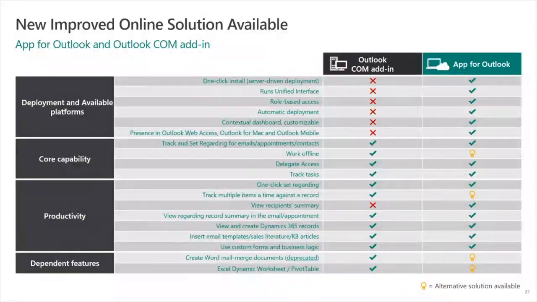And there are two dependent features that are also going to be removed with the COM add-in and that you need to be aware of. It's the Word mail merge feature that was already deprecated, but that will no longer be available if you just have the app for Outlook. And same for the Excel dynamic worksheet or pivot table that were available for download from Dynamics 365. These cannot be replaced with the app for Outlook, but we'll show you alternative solutions that are also available here.